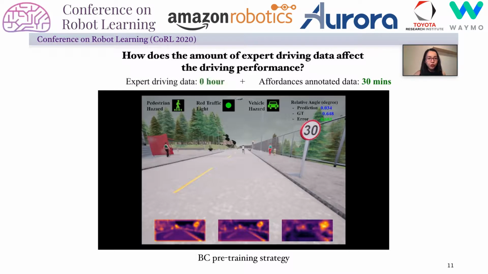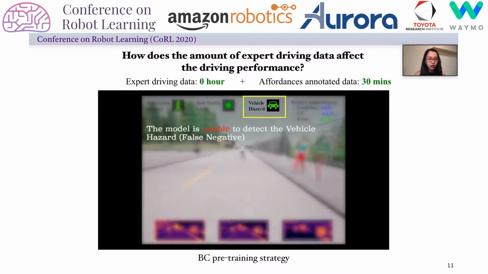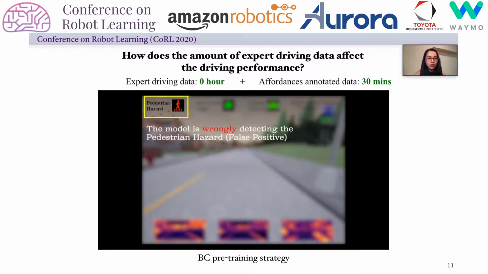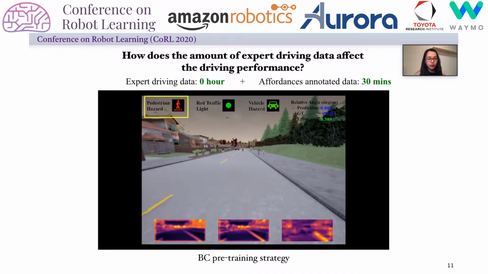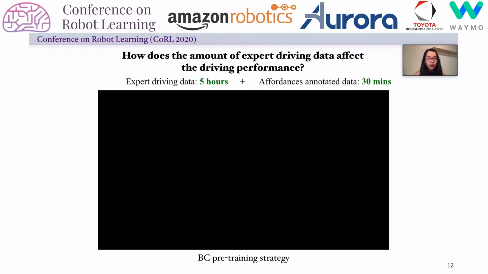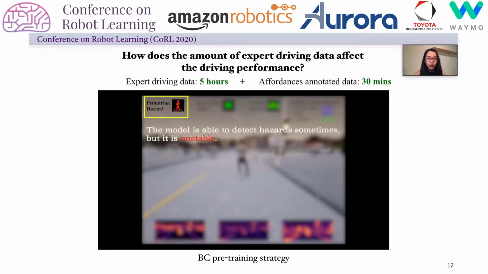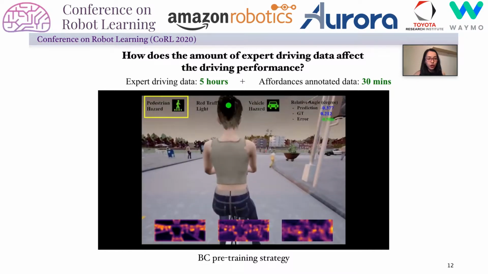At first, we don't pre-train our encoder but use only 30 minutes of affordances annotated data for the second stage training. We could clearly see that the driving model mostly could not detect traffic hazards. Then we increased the action-based supervised data from 0 to 5 hours. The model sometimes is able to detect hazards, but it is very unstable.